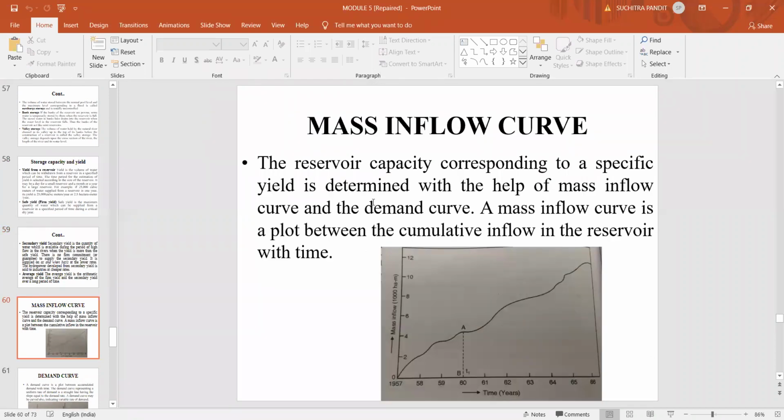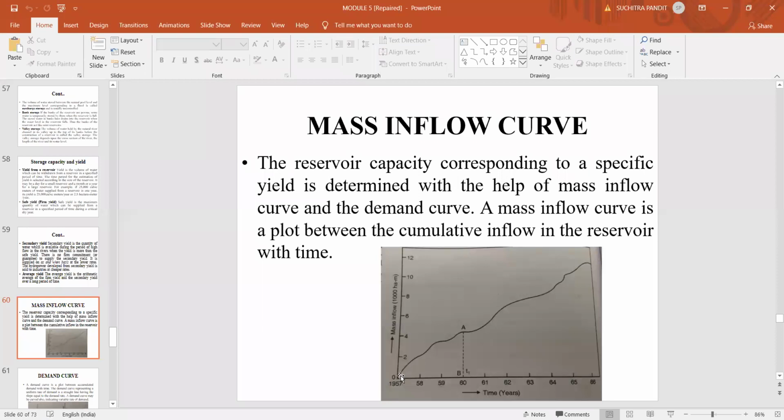Now, we can estimate the capacity of a reservoir by a method known as the mass inflow curve. In the earlier classes also we have discussed what a mass curve is. A mass curve is a plot of cumulative inflow versus time in years or time in hours. The reservoir capacity corresponding to a specific yield is determined with the help of the mass inflow curve and the demand curve. A mass inflow curve is a plot between the cumulative inflow in the reservoir with respect to time.